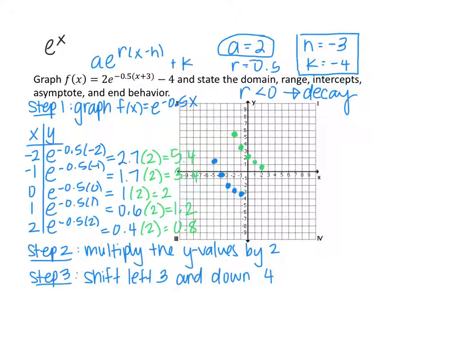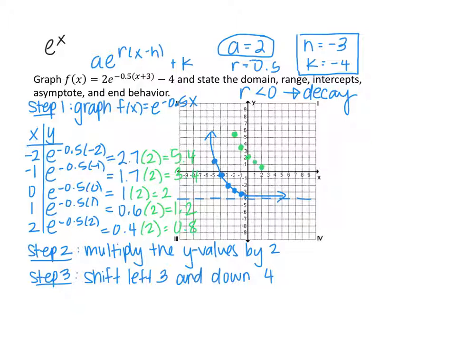I'm going to erase the old ones. Okay, it's not actually letting me erase the old ones. So our final points are the blue points. I'm going to graph the asymptote. It started at the x-axis, but since we shifted down 4, now there's an asymptote at negative 4. I'm going to connect the points. It goes along the asymptote.